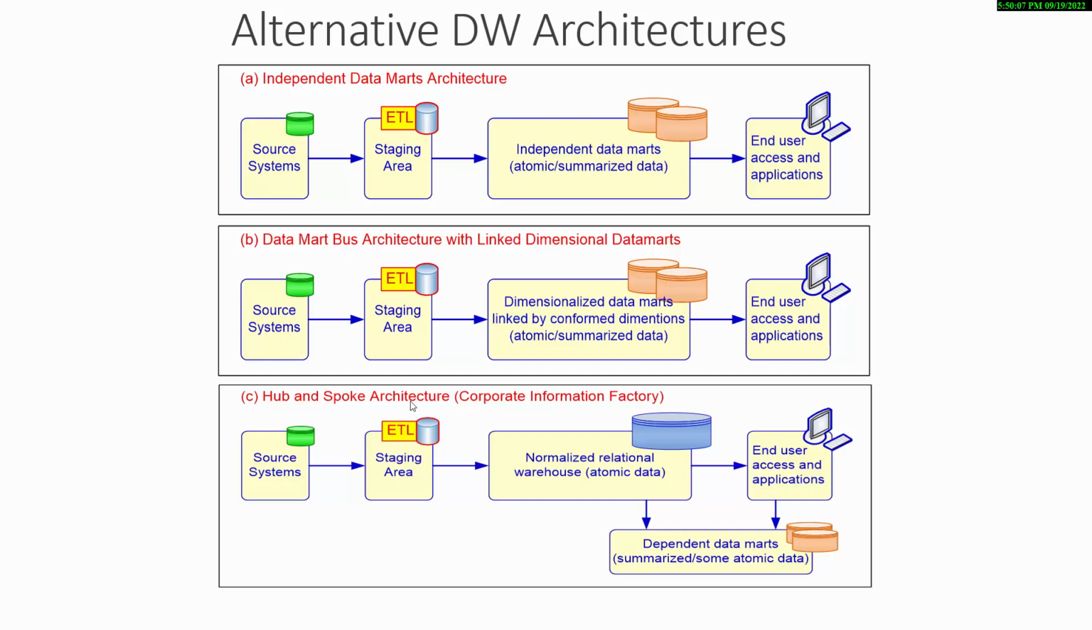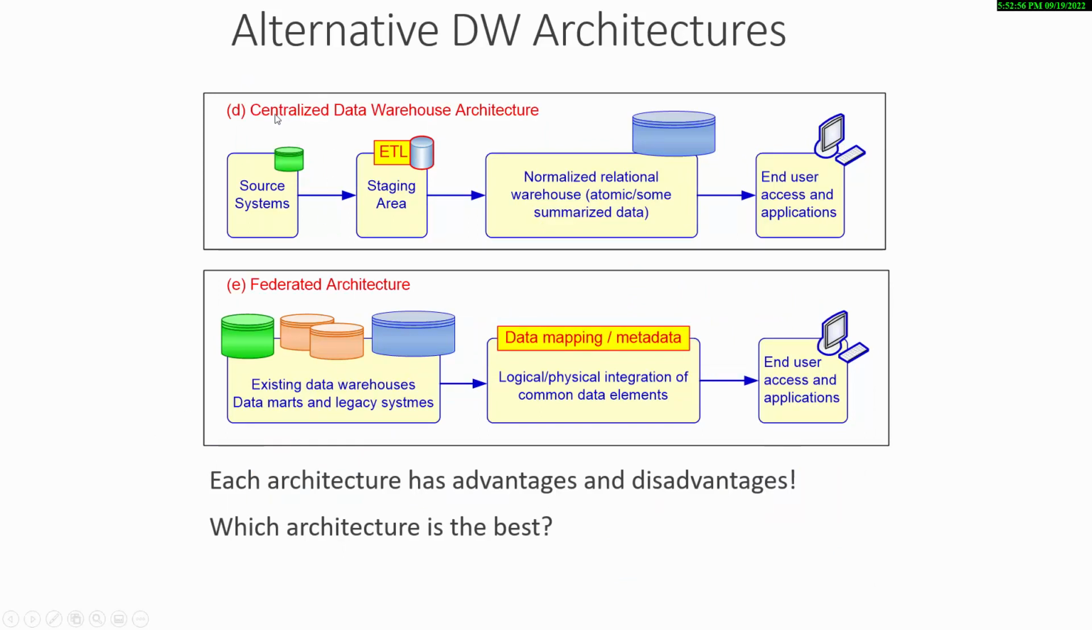Another form can be hub and spoke architecture. This is one of the most famous data warehousing architectures today. Hub and spoke architecture is focused on building a scalable and maintainable infrastructure that includes a centralized data warehouse and several dependent data marts. Another architecture is centralized data warehouse architecture, which is very similar to hub and spoke architecture, except there are no dependent data marts. And finally, we have federated data warehouse.